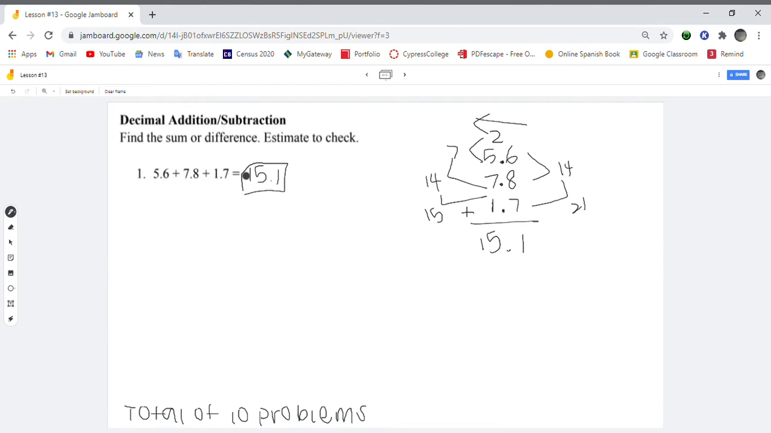And make sure the placement of decimals is very important. It's important when you're putting it vertically and when you're putting it in the answer.